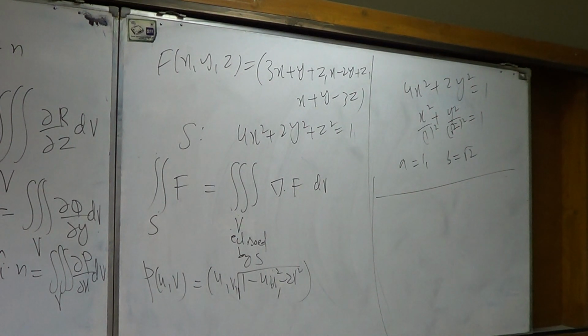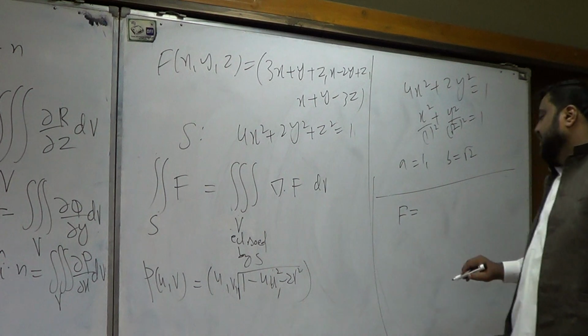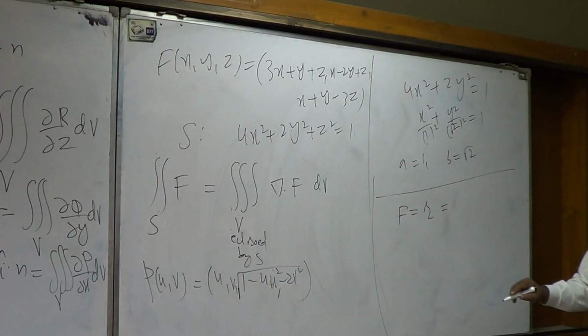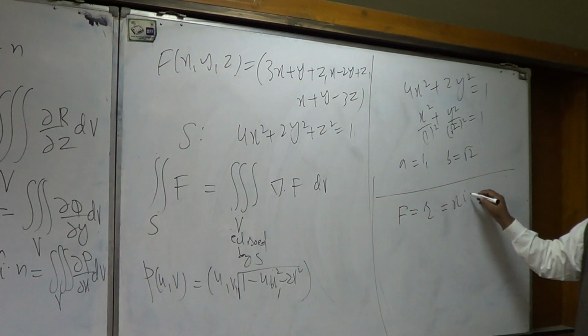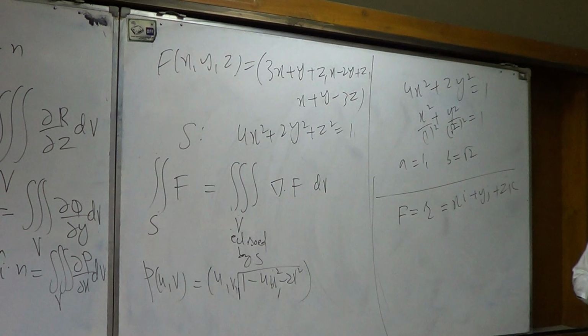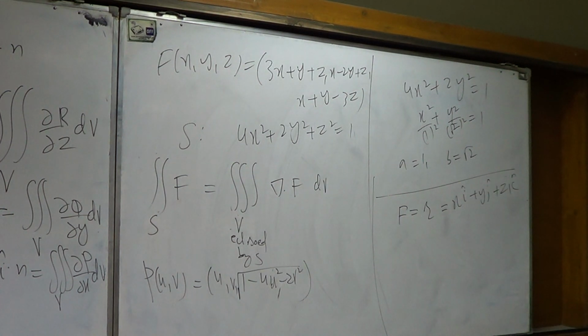So really the final thing that I would like to do is to consider this special vector field, which is, for example, the position vector of a point, so x i plus y j plus z k. Okay? And apply the Gauss theorem onto it.